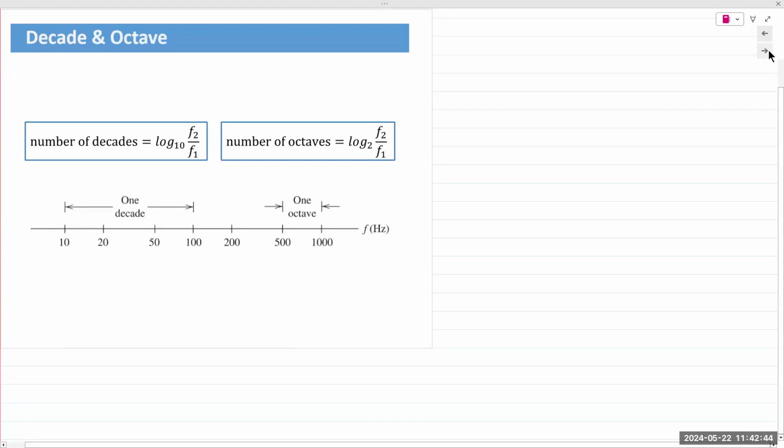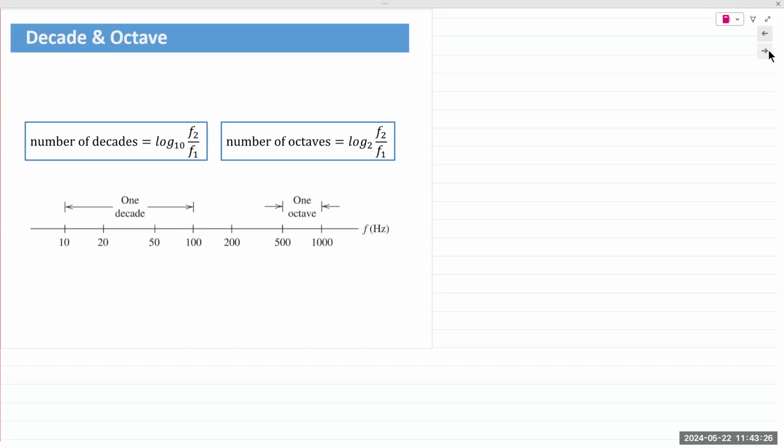Introduce the concept of decades and octaves. Frequency is plotted on the x-axis. If you want to compress these data points, we use the log scale. The way we do it is by plotting each frequency as part of a decade. So what is a decade? If you take the ratio of any two frequencies and take the log of that ratio to the base 10, it is known as 1 decade. If you take the log of the ratio to the base 2, it is known as 1 octave.